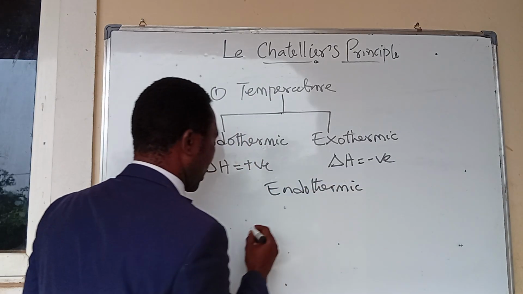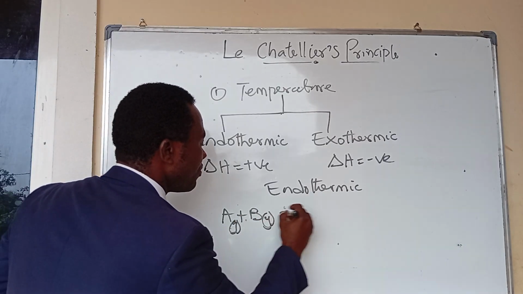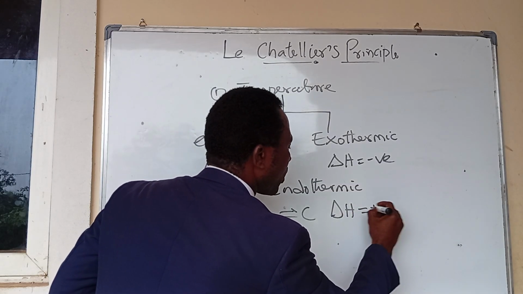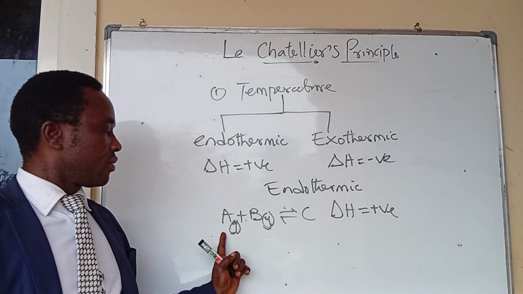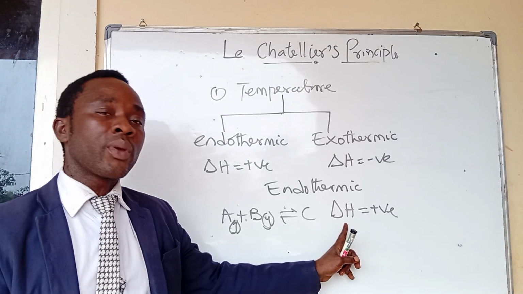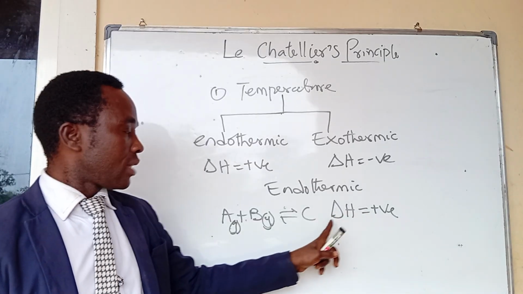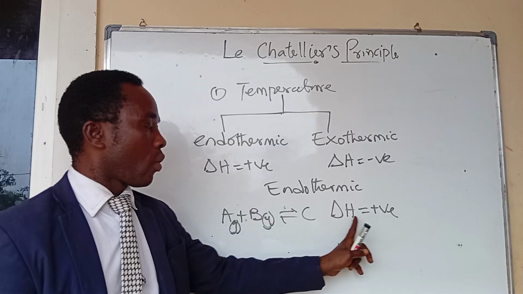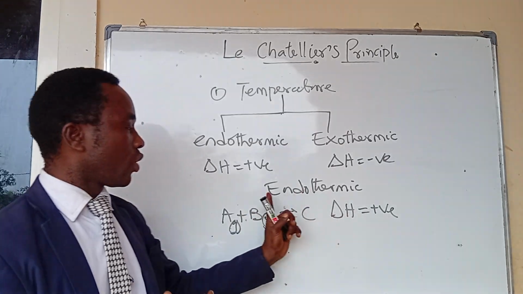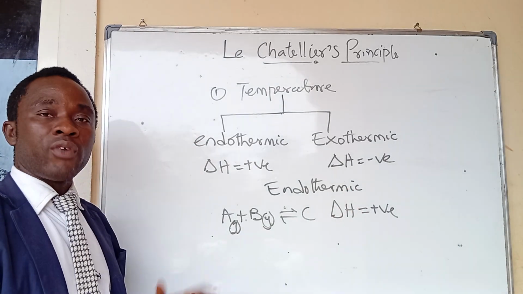Now, if we take a reaction A plus B, gas, to give C, and we are told that the change in enthalpy is positive. Anytime you are given a reaction and the heat content, which is change in enthalpy, you can know whether the reaction is endothermic or exothermic. Now, in this reaction, we are seeing positive enthalpy. Therefore, the reaction is endothermic. What will be the effect of an increase in temperature for this reaction?